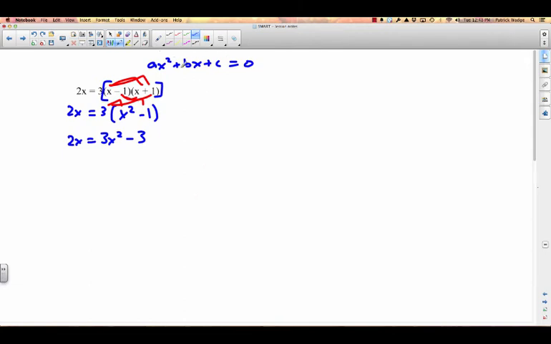We want it equal to 0. You're probably going to move the 2x over because I've drilled into your head to always keep this coefficient, the leading coefficient, positive.